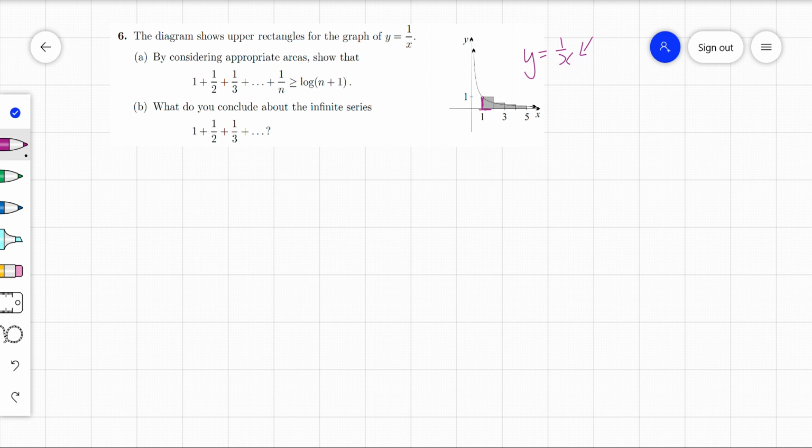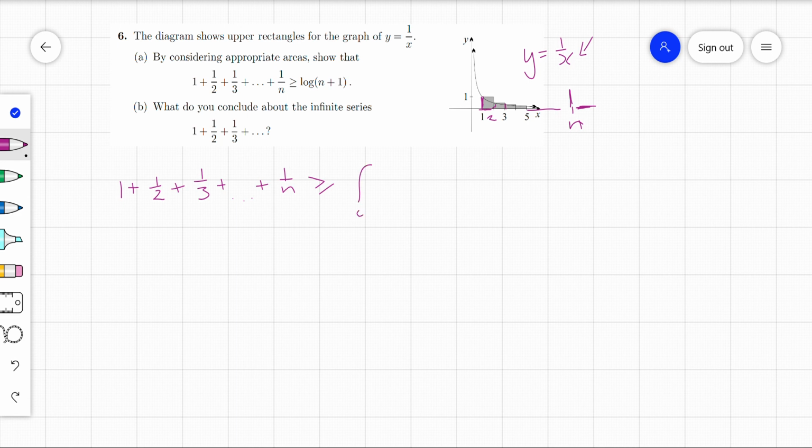So if I look at that, I've got 1 plus, if I look at the height of the next one, which is when I sub 2 in, I get a half, so half times 1 is a half. If I put a 3 in, I get a third, third times 1 is a third, etc. If I go all the way up to some value n, remember it's still a width of 1, and the height would be 1 on n, so I'd get 1 on n. Alright, now that is always going to be greater or equal to the actual, so the exact.